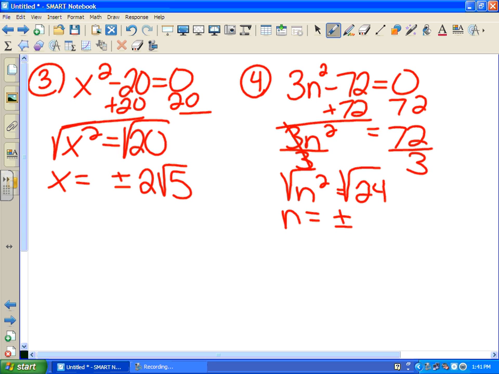What did you say? 2 radical 6. 24 is 4 times 6. What about 2 times 3? That's great, but neither one's a perfect square. We talked about squares.